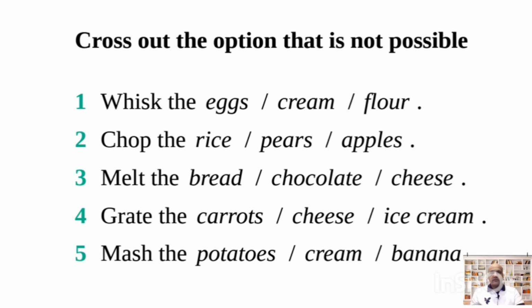Number 1. Whisk the eggs, cream, flour. Which one of these 3 words is impossible to come with the word whisk? Just write it in the comment section. Number 2. Chop the rice, pears, apples.